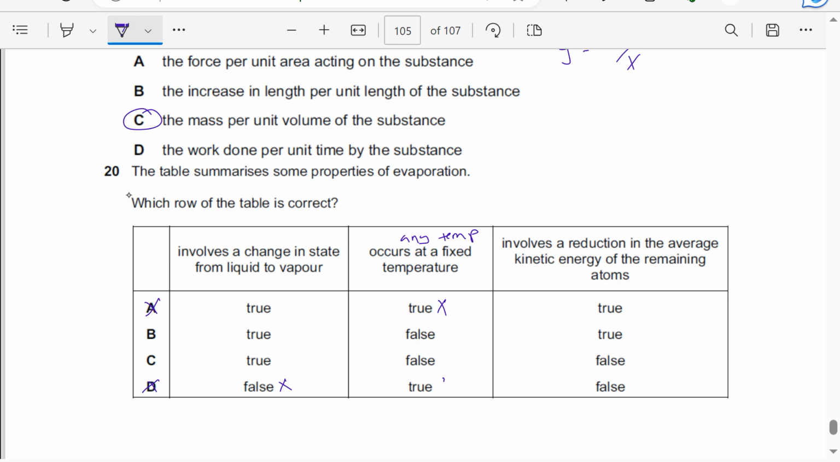Involves a reduction in the average kinetic energy. Of course, when evaporation occurs, the more energetic molecules will escape, leaving behind the less energetic molecules. So the average kinetic energy remaining in the liquid is smaller. That's why the temperature reduces. So it involves a reduction in the average kinetic energy of the remaining atoms. So the answer is B, because this is true. This is false. This is true. So the answer is B.